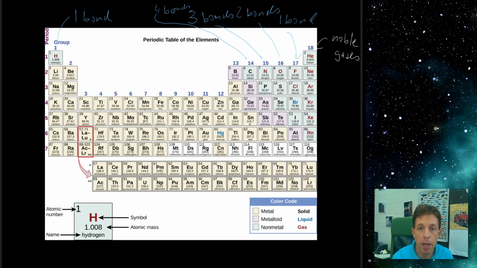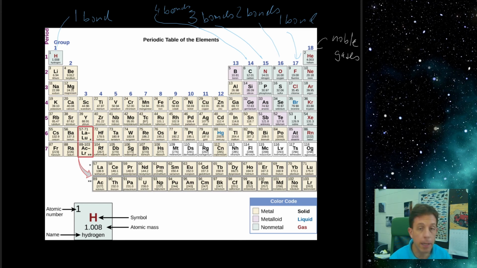And as I mentioned, the elements tend to undergo these reactions so that they share electrons with another element that they react with, which leaves them with 8 valence electrons or 8 shared electrons somehow, so that their valence shell is filled.